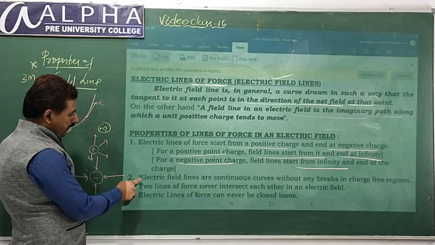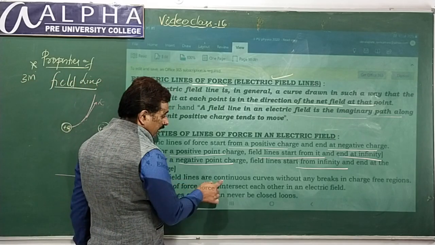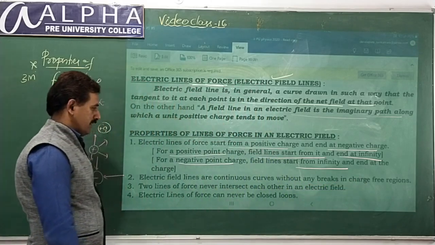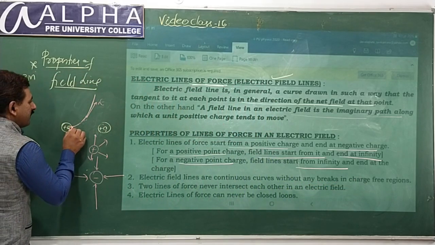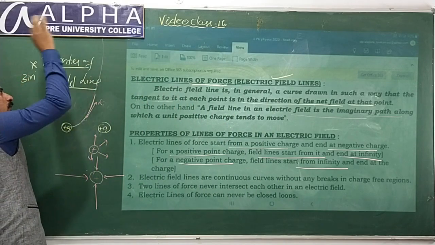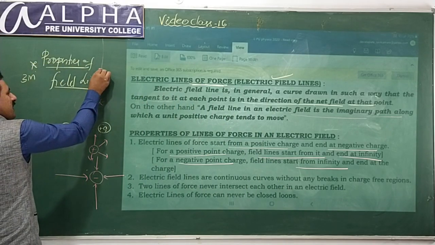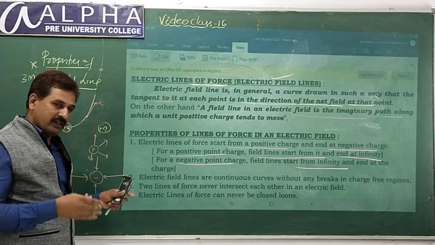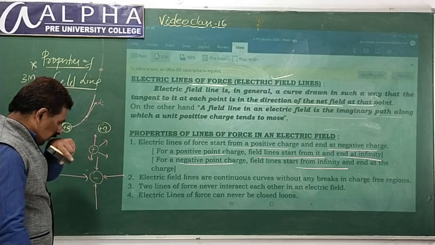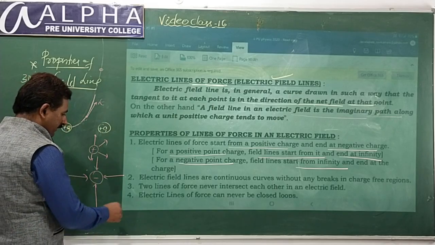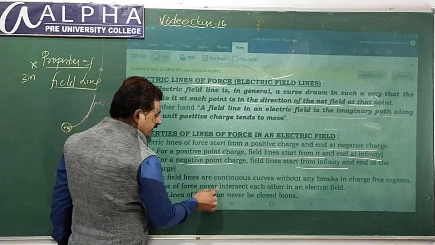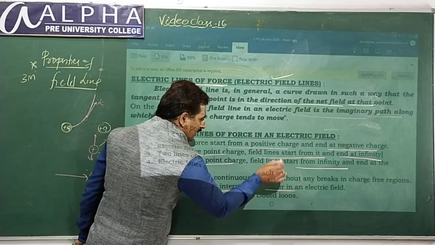And the second important point: electric field lines are continuous curves without any break in a charge-free region. So here the field lines are continuous and will keep moving forever. If you place another charge, then the field lines break. Otherwise they will be continuous curves. Third point, very important: two lines of force never intersect each other in an electric field.